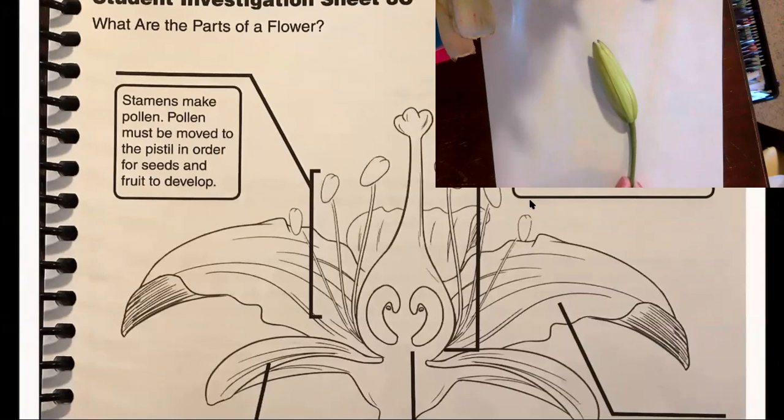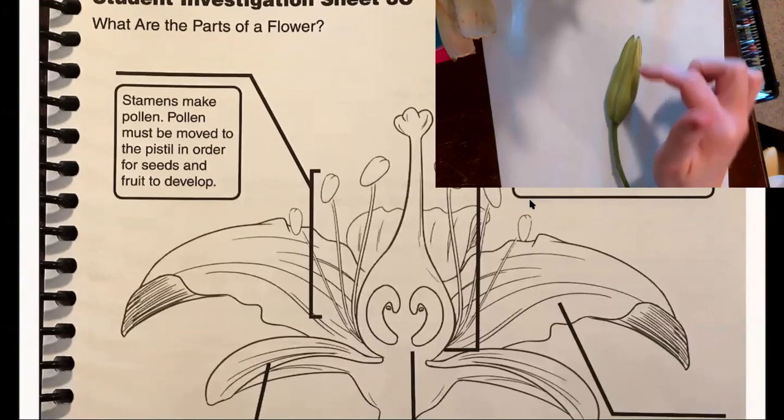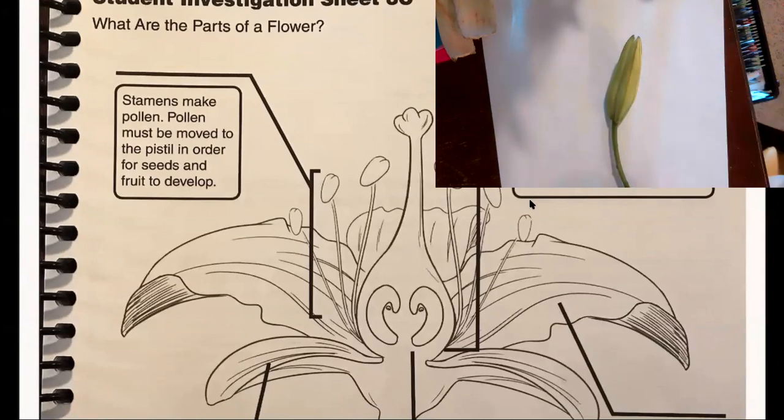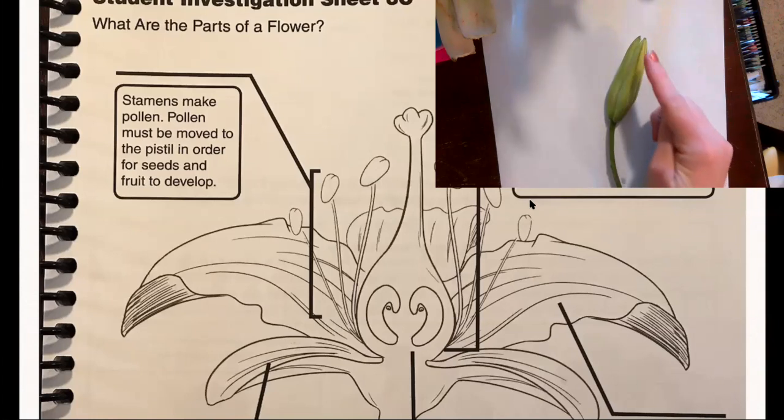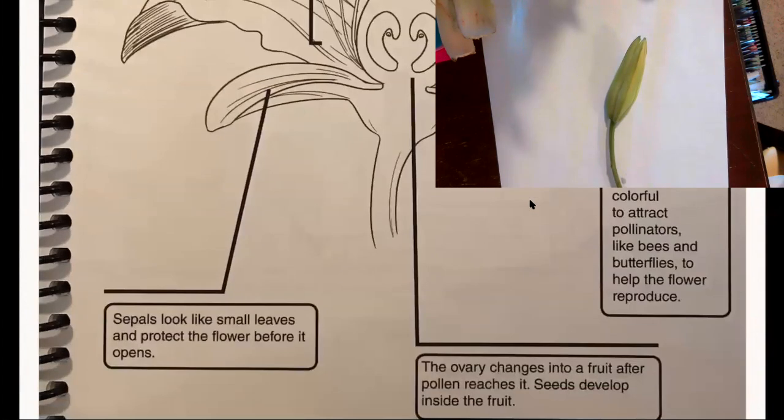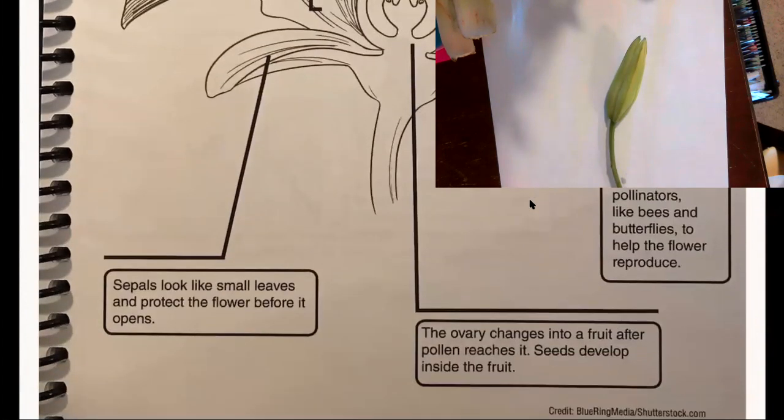It's kind of a pod, okay? It hasn't bloomed yet, right? So the flower is still there, but it's protected. And if I left it attached to the plant, it would eventually bloom into the beautiful lily that we know, right? So these we're going to label. These are the sepals. They look like small leaves and protect the flower before it opens. So we're going to label that with the sepal, okay?